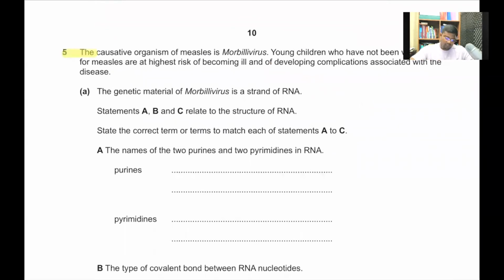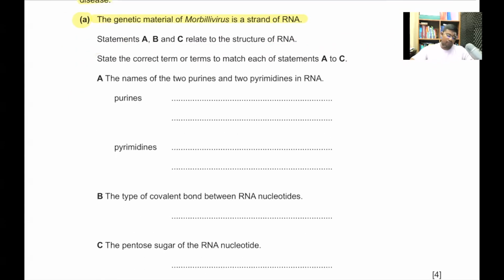Question number 5. The causative organism of measles is morbillivirus. Young children who have not been vaccinated for measles are at highest risk of becoming ill and of developing complications associated with the disease. Part A. The genetic material for morbillivirus is a strand of RNA. Statements A, B, C can relate to the structure of RNA. State the correct term or terms to match each statement A to C.